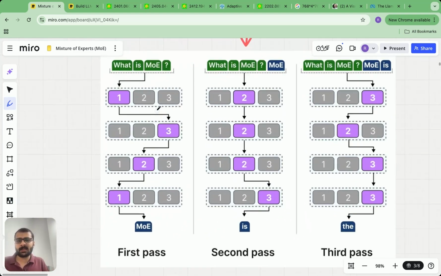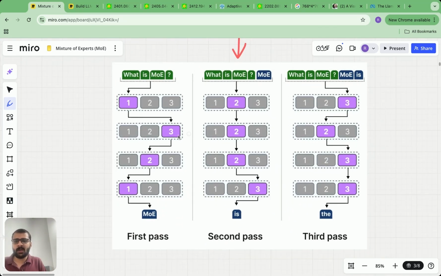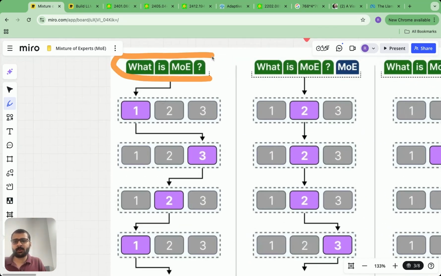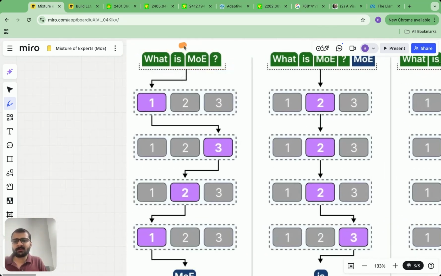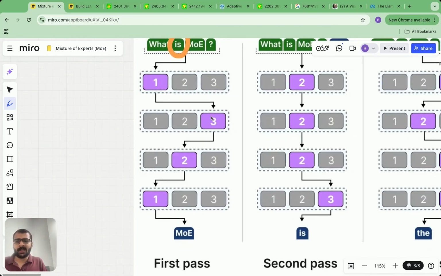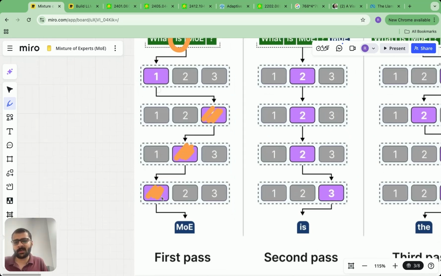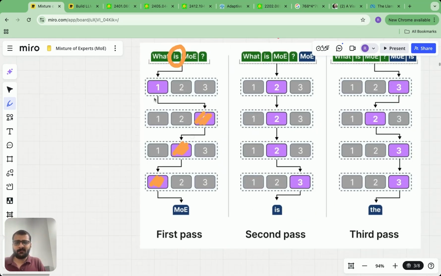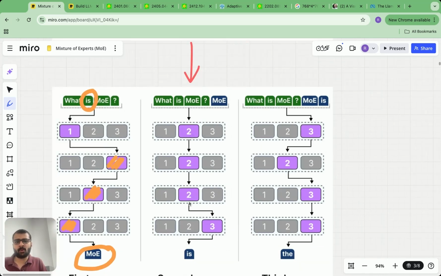So actually, this illustration explains it all. If you look at this input sequence, and if you look at this particular token, it might go to expert number one in the first layer, or the first transformer block, expert number three in the second block, expert number two in the third block, expert number one in the fourth block, etc. And then finally, I get my next token, which is MoE.